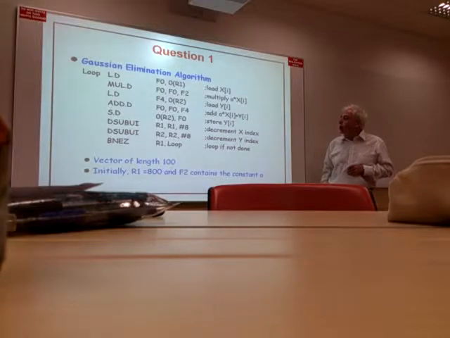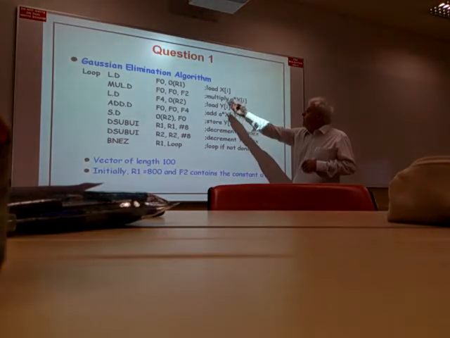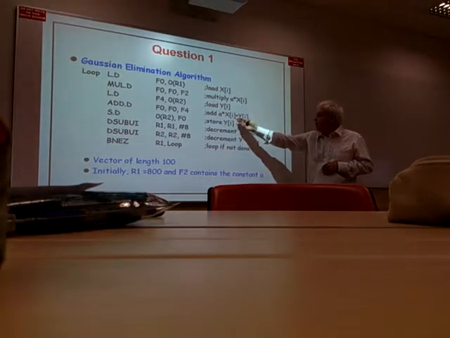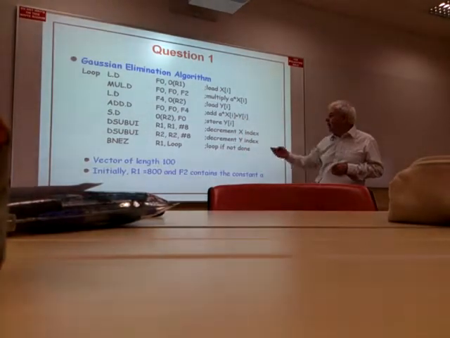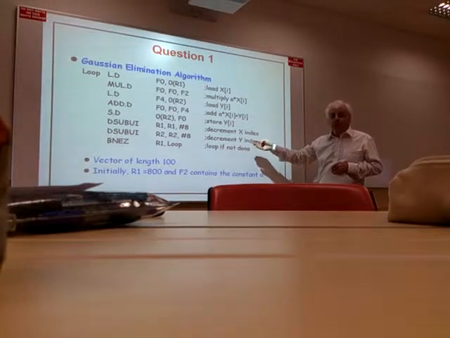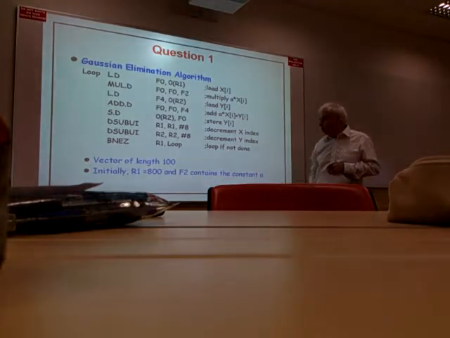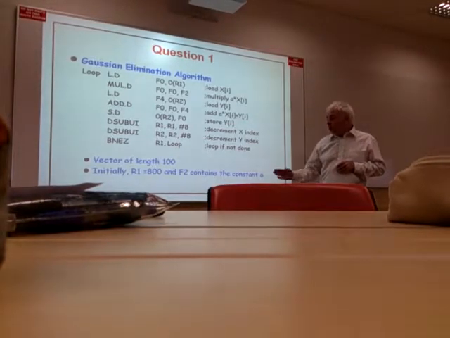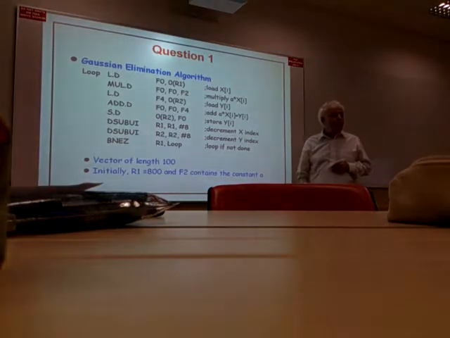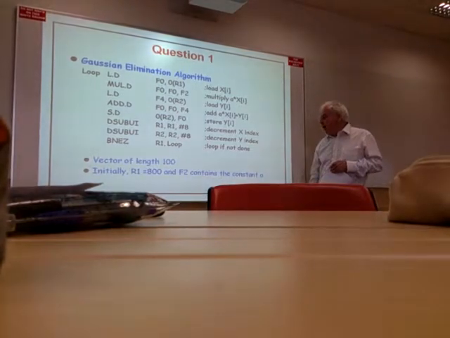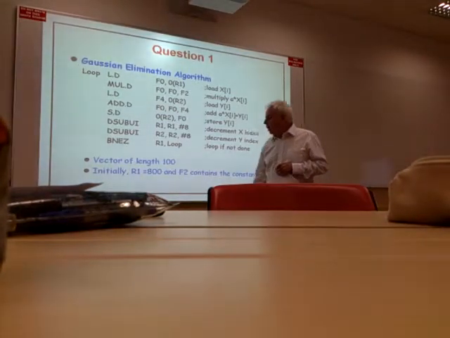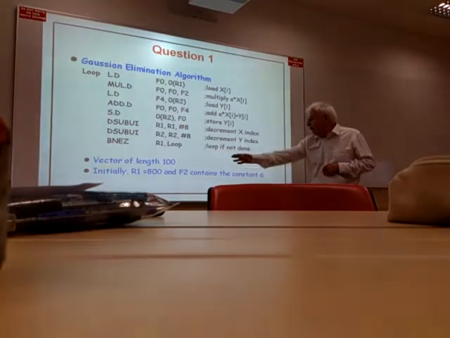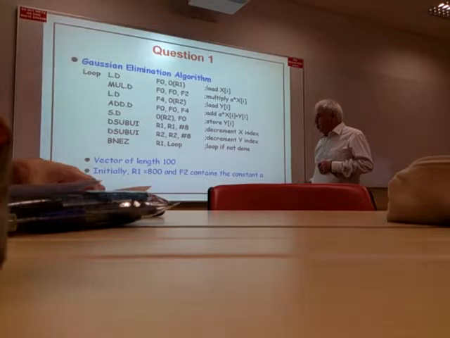So here we have a loop. Load xi, multiply by a, load yi, add a times xi plus yi, store back in yi, decrement the x index, decrement the y index, and then we have a loop. And we can assume that the row of the matrix, or the vector, is of length 100, and initially the register R1 has the value of 800, and F2 contains the constant A.